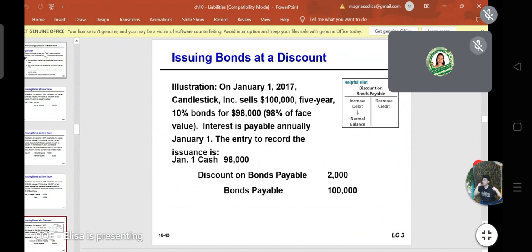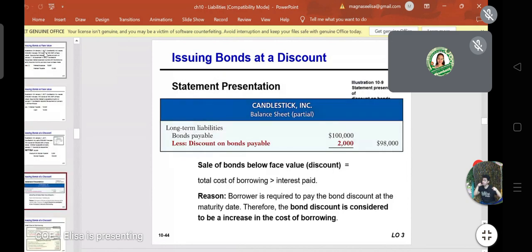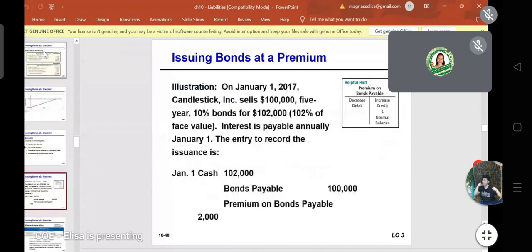Issuing bonds at a discount, you receive cash 98,000, and you credit bonds payable 100,000, and the discount on bonds payable is only 2,000, since you sold it at a discount. Issuing bonds at a premium, you receive cash 102,000, and then you credit bonds payable 100,000, and you credit premium on bonds payable 2,000.